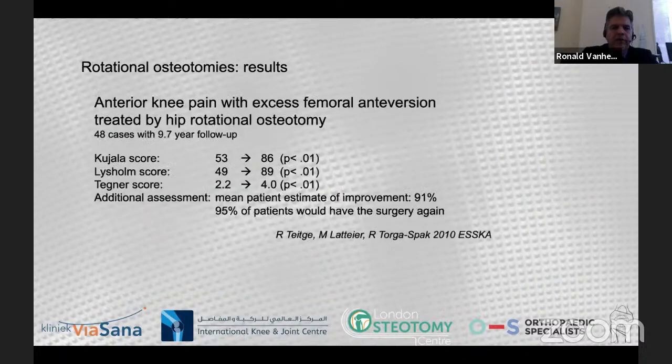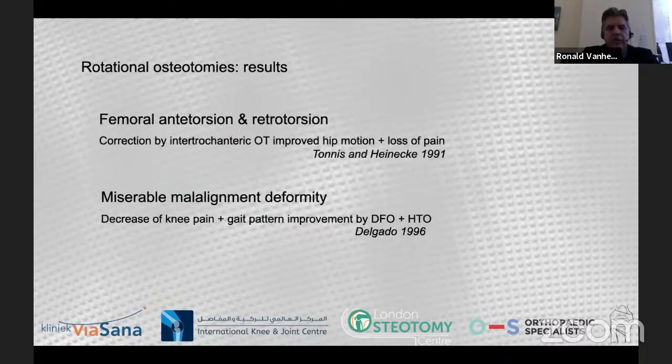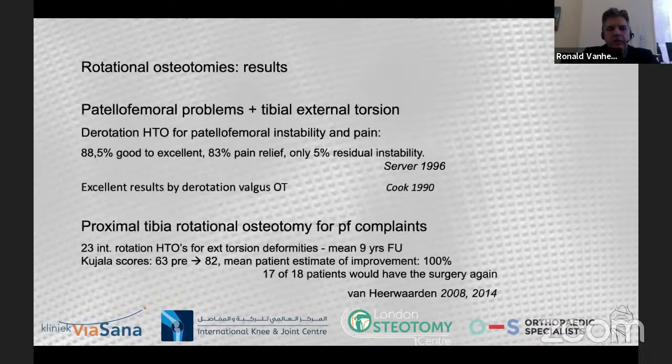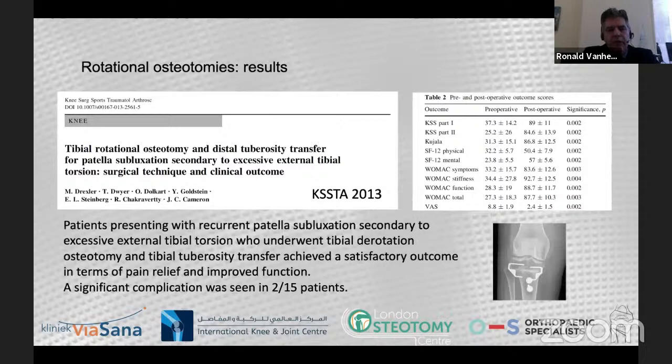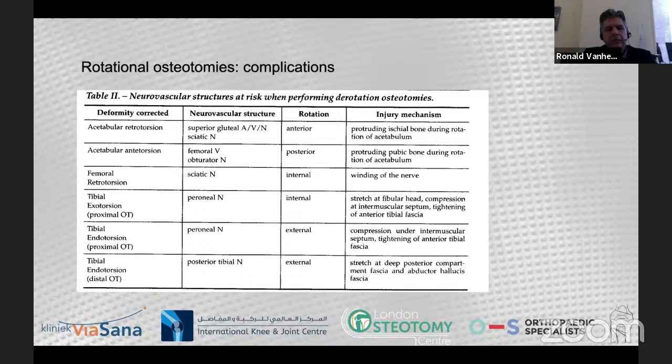Now here I go fast for the sake of time through the literature. Anterior knee pain with excess femoral anteversion, hip rotation osteotomy has good results, Bob Taichi, Tunis and Heineke, but also miserable malalignment deformities. It's all in the literature. And again, I told you the recent literature shows great results and new definitions, but also things that this part of deformity correction may put forward.